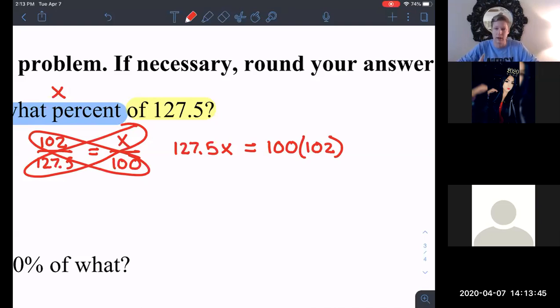Okay, so now, Jackie, what do we do to solve this equation for x? Okay, so first you do 100 times 102, and then you divide 10200 divided by 127.5. Right? You are absolutely right. Good job.